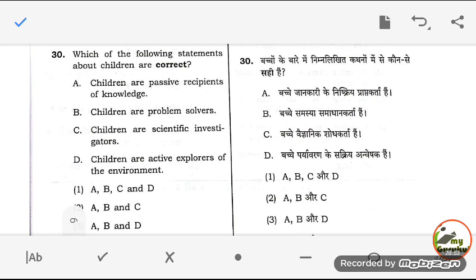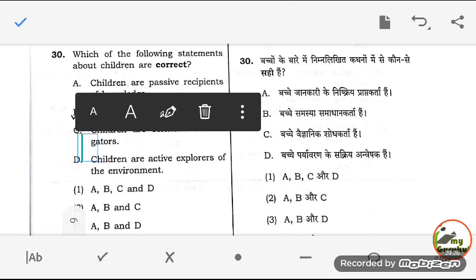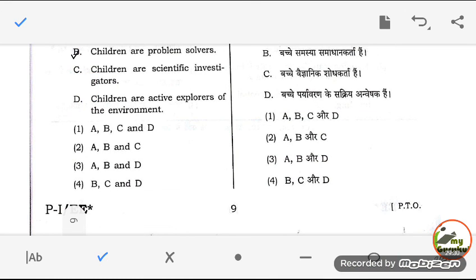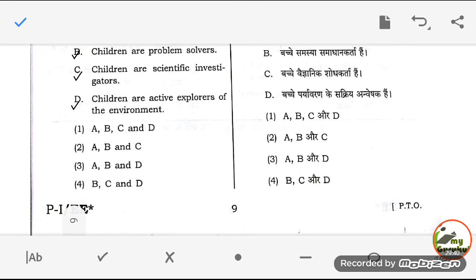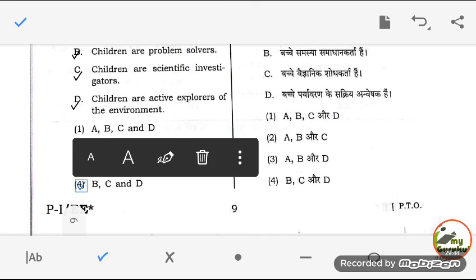So the constructivism theory of learning is developed from the principle of child's thinking. According to this theory, children learn through adaptation. It means children are not passive in knowledge but active at making meaning, testing out theories and trying to make sense out of the world and themselves. So here the right option will be: children are problem solvers, children are scientific investigators, and children are active explorers of the environment. So the right option will be B, C and D, which is option number 4.